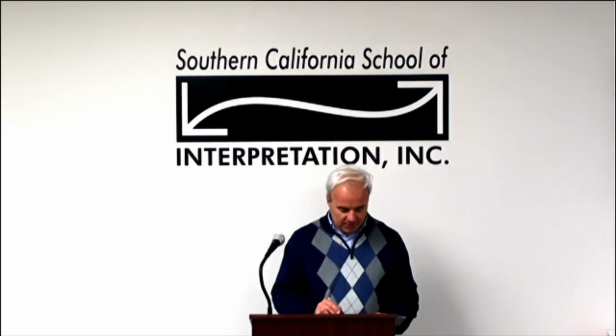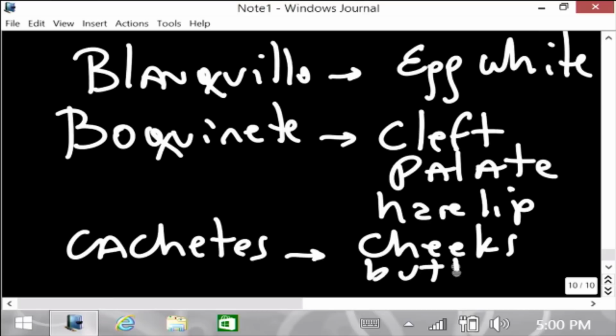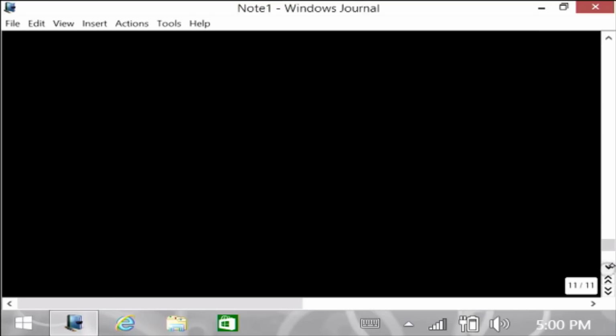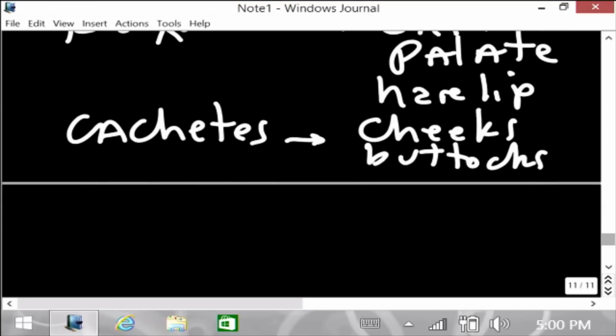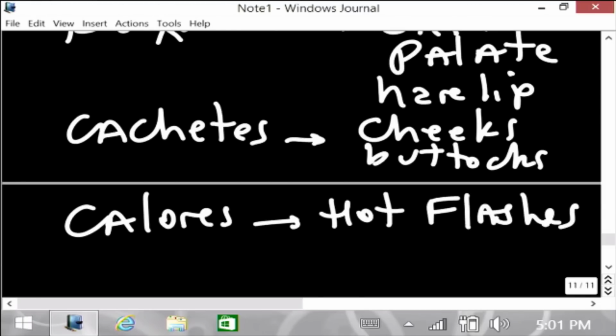Cachetes. It could be the cheeks, or it could be the buttocks. It depends on context. Obviously, the context will tell you whether you should use one or the other. Calores, hot flashes.